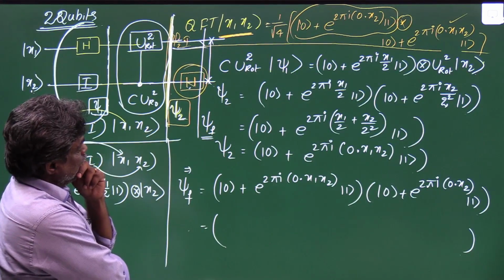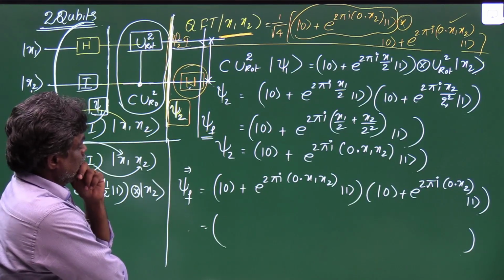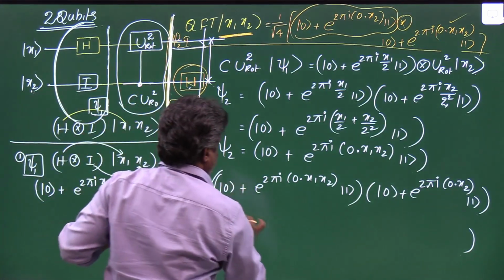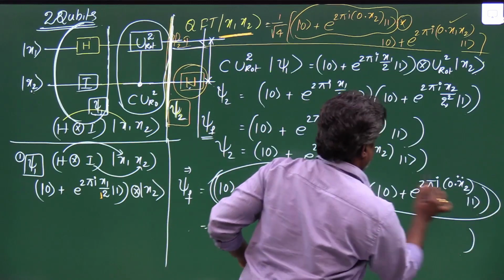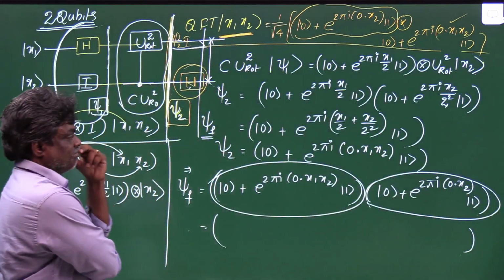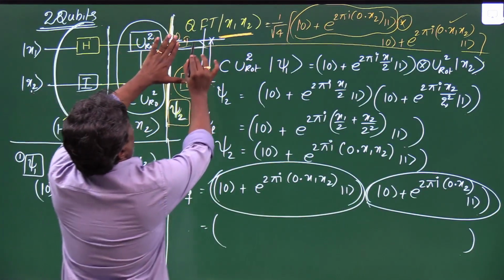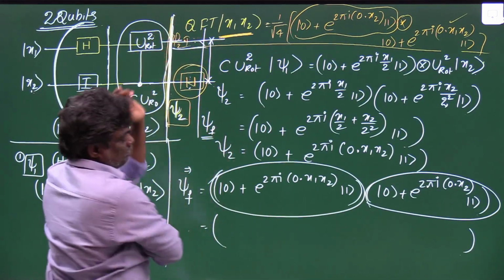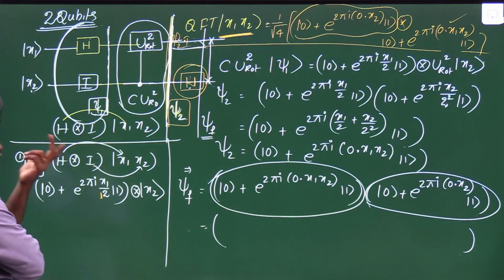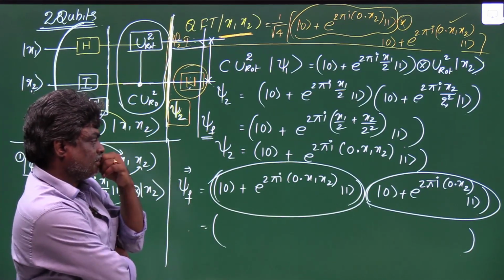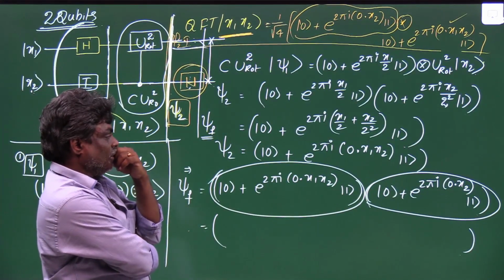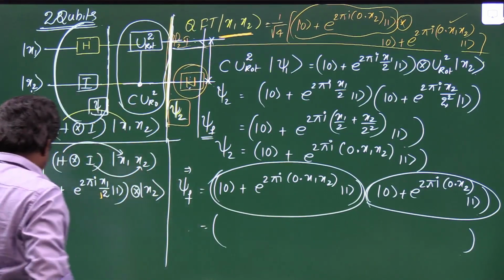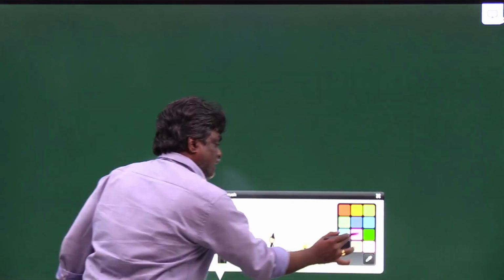These bits are swapped. This entire thing and this entire thing are swapped. Whatever output you got here is swapped. The swap gate will do that only. Okay. Right. Now, wait a minute. Let us construct it for 3 qubits.